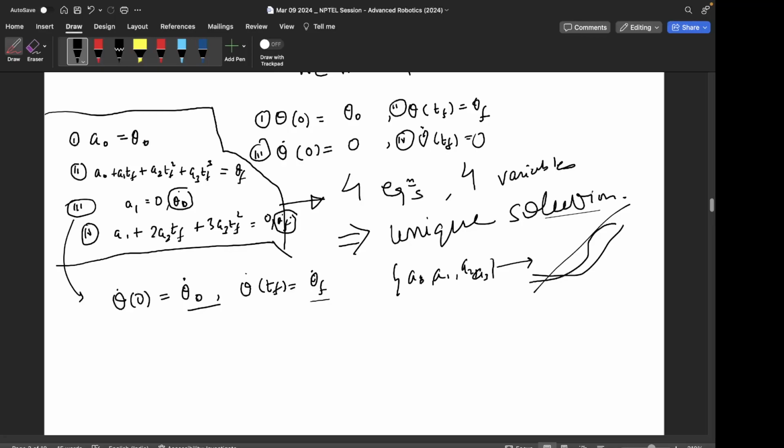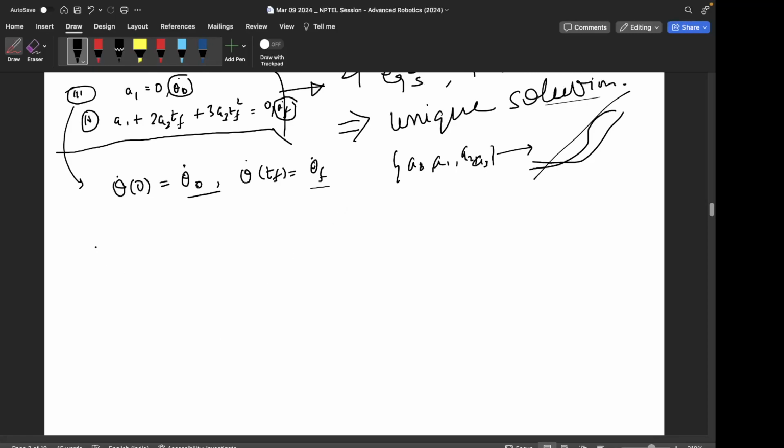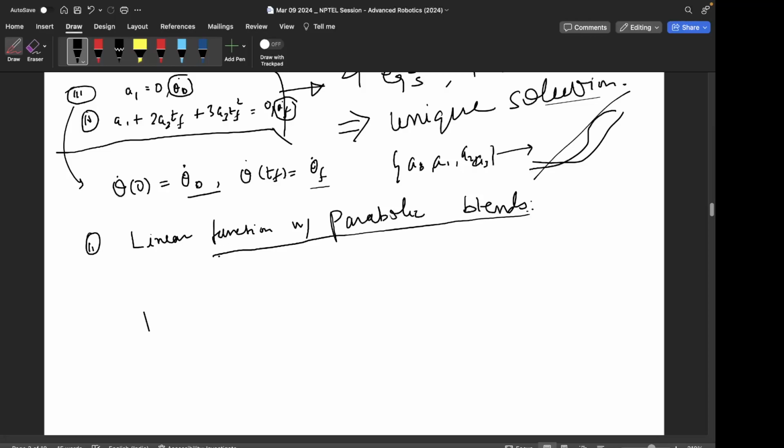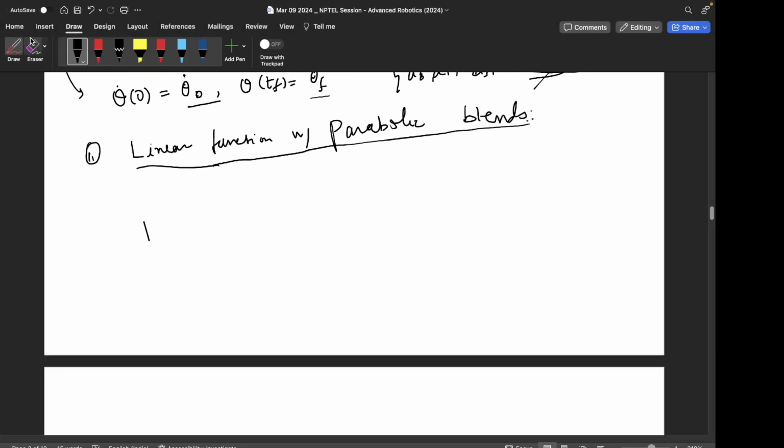Now, another common type of trajectory that is used is something called a linear function with parabolic blends, right? Linear function with parabolic blends. So let's just look at this and then we will close for today.